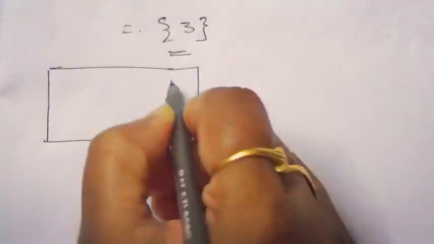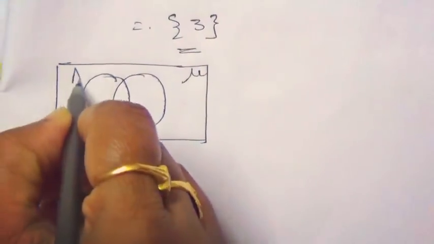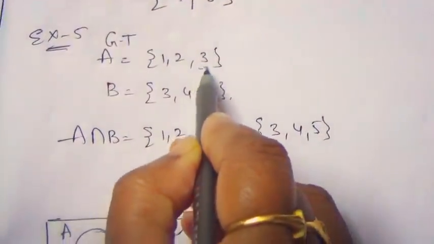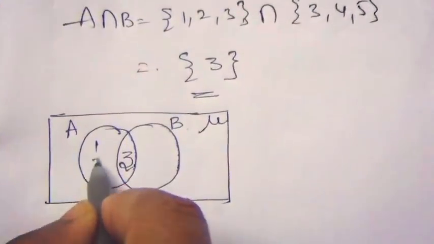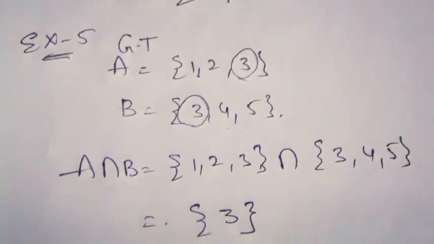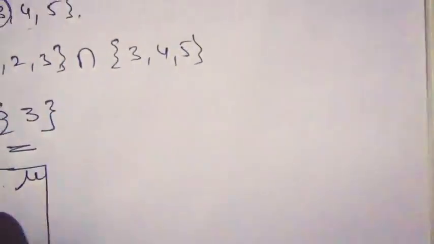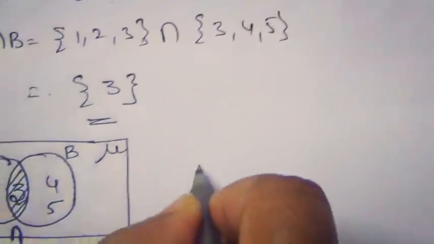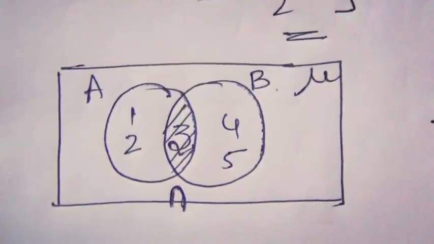So it is universal set, mu, it is A, it is B. A set, B set. First of all, look after here these two. What are the common elements? Only 3. 3 you have to write like this, like here. So remaining elements 1, 2 here. Remaining elements 4, 5 here. Intersection itself. What is intersection? Only the common elements you have to choose. So 3. By using this Venn diagram, A intersection B is equal to only 3 is the element in this set. Okay.